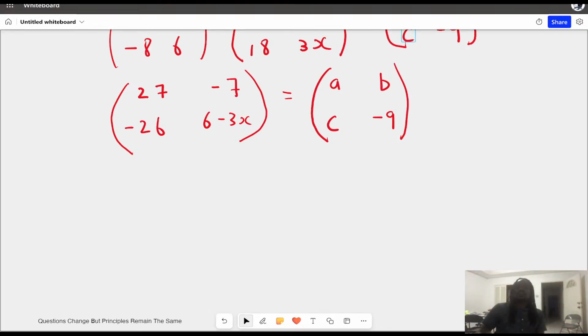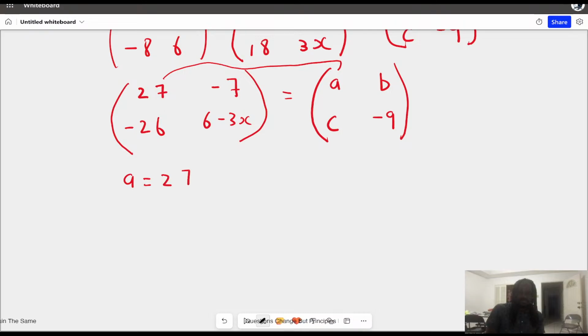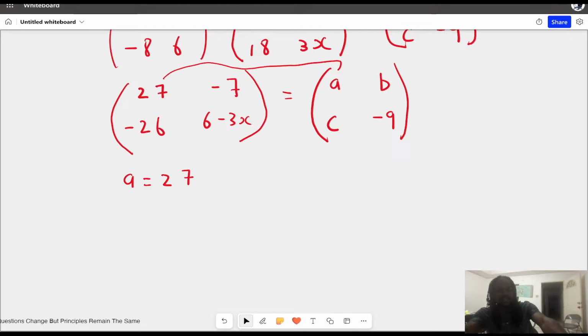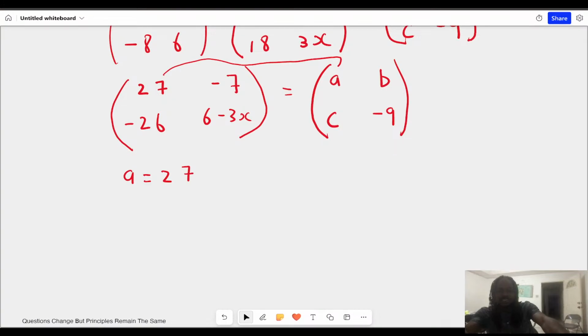You just need to look there now. I worked out the left hand side, I got this. This is the right hand side. They are equal to each other. So all we do now is this: corresponding elements are equal. That means A equals 27. Can somebody tell me what B would be equal to? So what would the variable B be equal to? Anybody again? Anyone of you guys? Negative 7. Negative 7, alright.